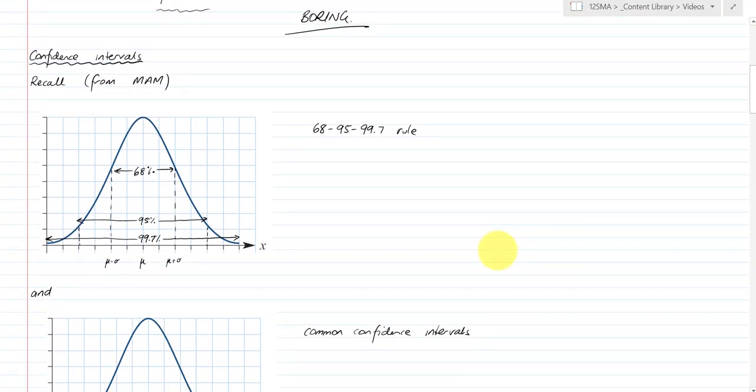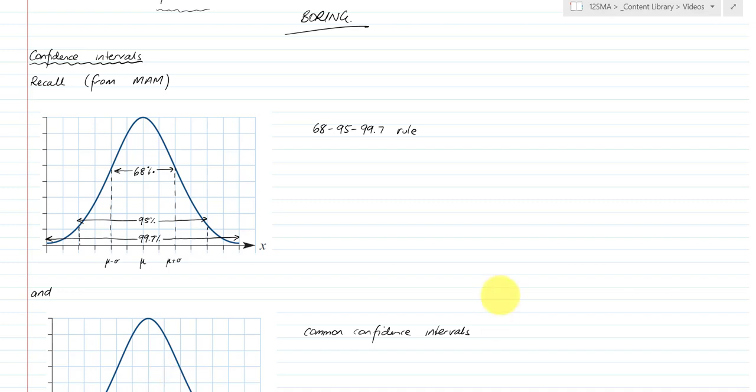So recall with a confidence interval, first of all, our 68, 95, 99.7 rule. If we use a z-score of 1, or 1 standard deviation above and below, we know that 68% of the data will lie in there. So this is technically called a 68% confidence interval. If I know my mu and my sigma, my mean and my standard deviation, then I can be 68% confident that a sample chosen randomly will lie within 1 standard deviation of that mean, and 95% confidence that it will lie within 2.